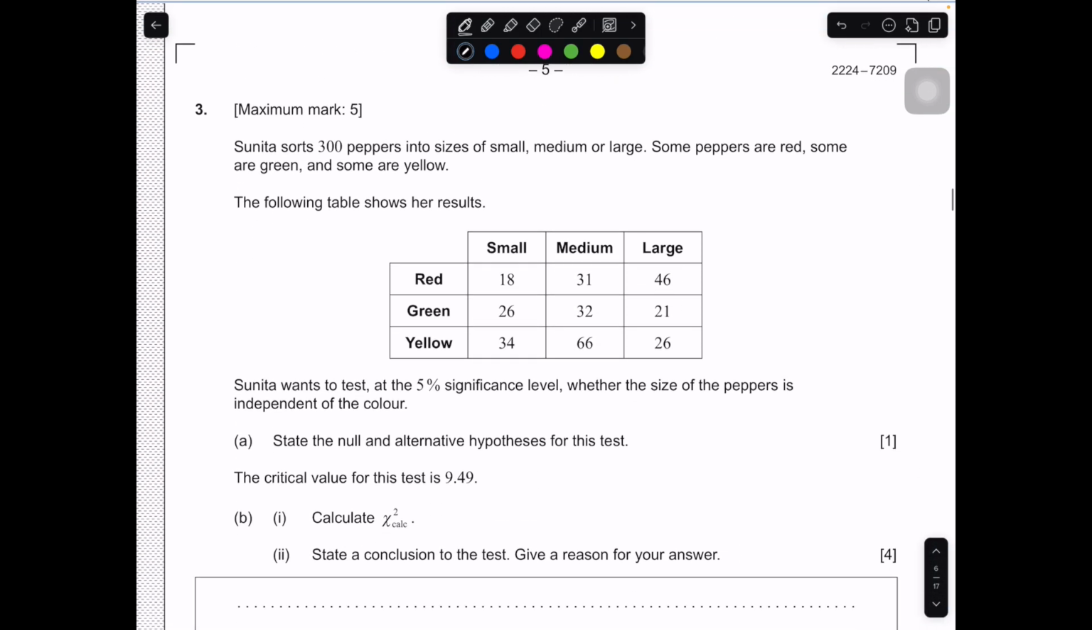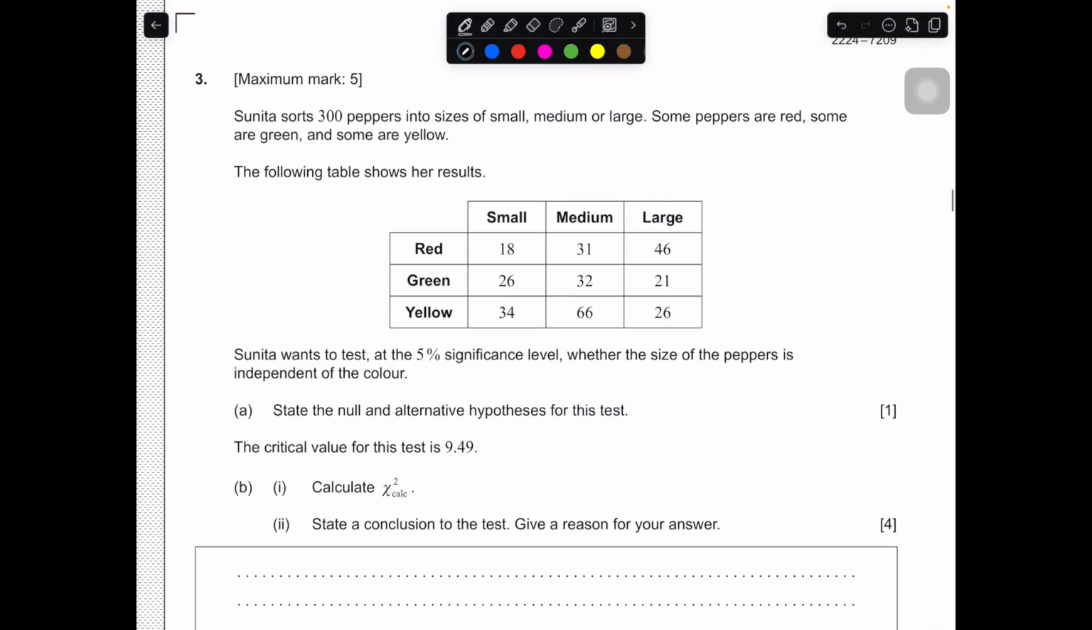Question 3. 5-mark question, so it should be a fairly quick question. Sunita sorts 300 peppers into sizes of small, medium, or large. Some peppers are red, some are green, and some are yellow. The following table shows her results. So we've got the small, medium, large peppers, the red, green, and yellow peppers, and a table which compares these two variables. Sunita wants to test at the 5% significance level whether the size of the peppers is independent of colors. State the null and alternative hypotheses for this test.